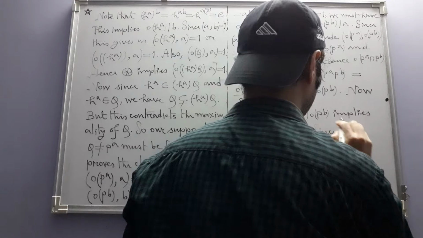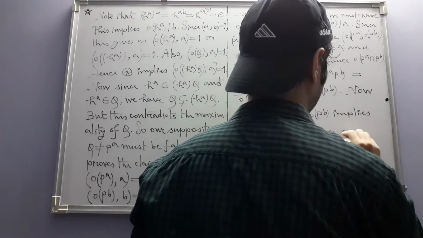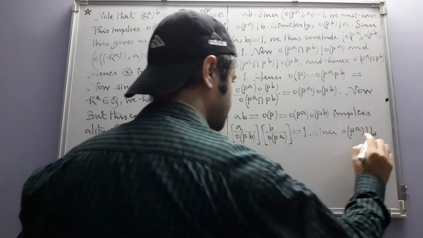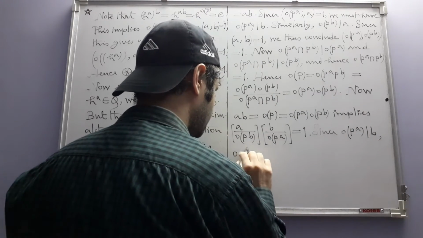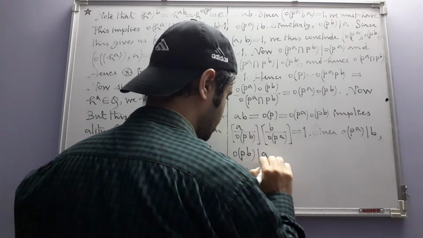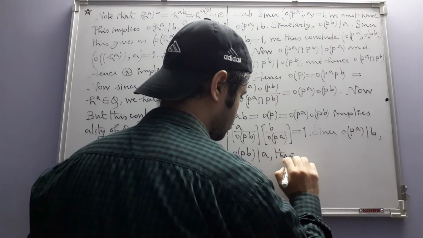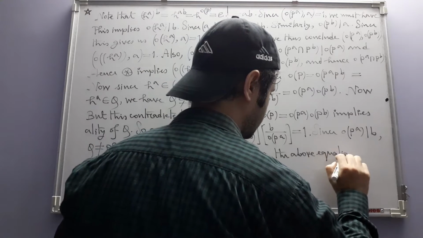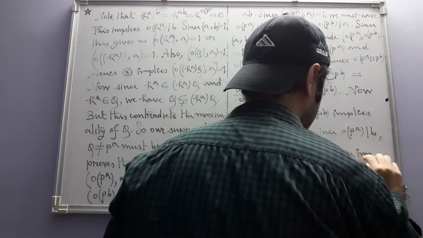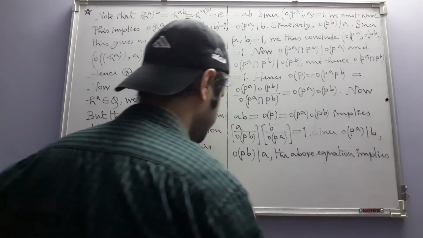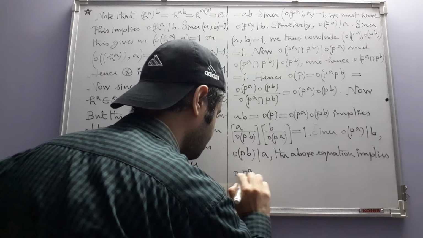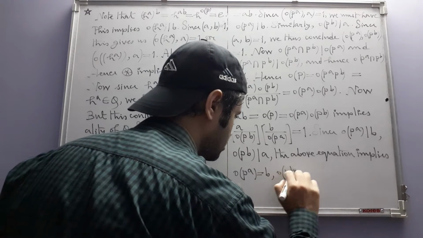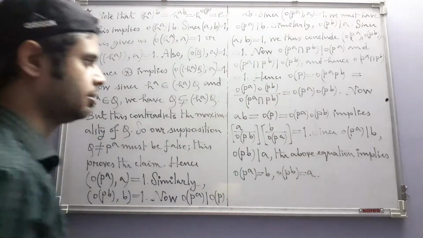Since order of PA divides B and order of PB divides A, the above equation implies order of PA is equal to B and order of PB is equal to A.